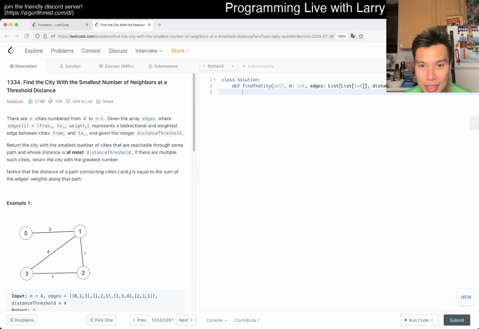But yeah, let's take a look at today's problem. I'm a little bit tired, so I probably won't do an extra bonus question, but we'll take a look. 1334. Find the City With the Smallest Number of Neighbors at a Threshold Distance.